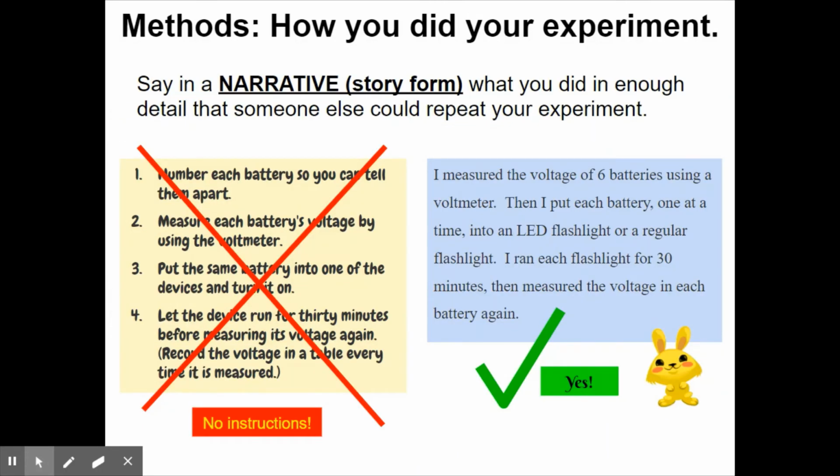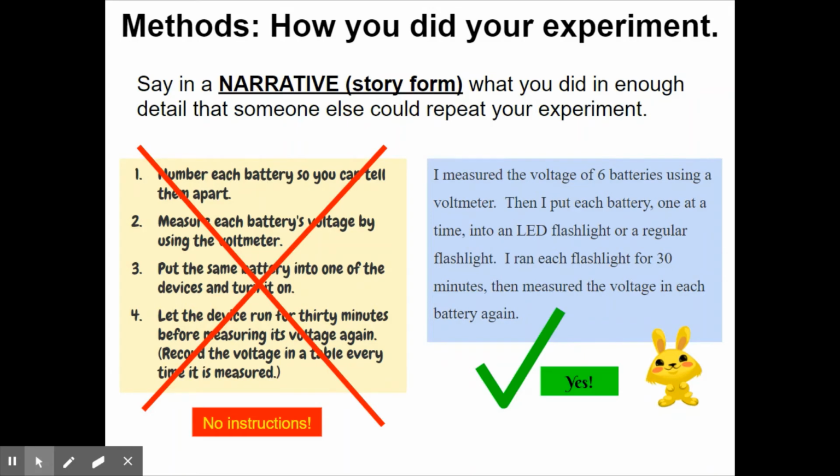The methods part of an experiment is really important because it says how you did your experiment. Now, how real scientists actually do this is they will say in a narrative form what they did. And so I'm going to make you guys do that to practice being scientists. You're going to write what you did in enough detail that someone else could repeat your experiment perfectly. So that's going to be a lot of detail. You're going to roll your eyes at me. That's just how much detail it's going to be.